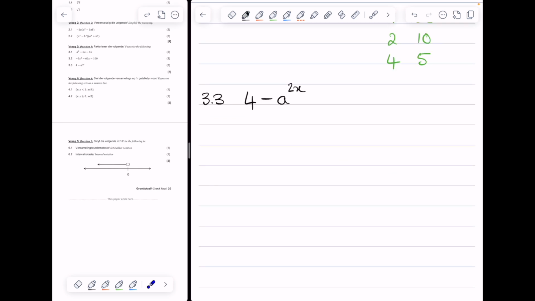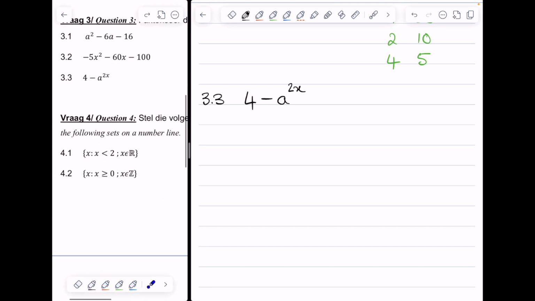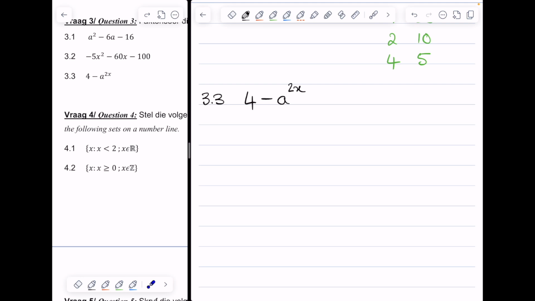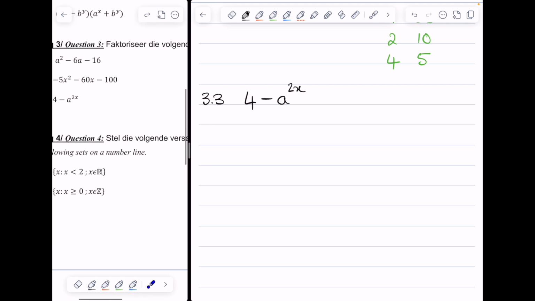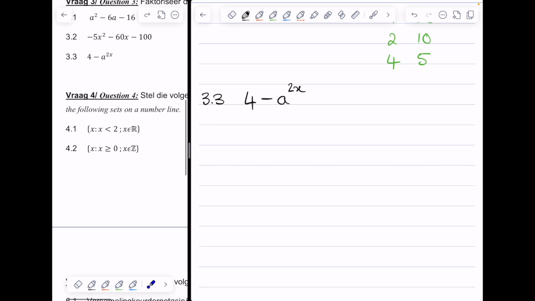Okay, 3.3. I've already written it down here. If you can just see on the side of the page, that of course was 3.3 over there. And again, the instruction remains: factorize the following. So this is part of the following. So I have to factorize this.